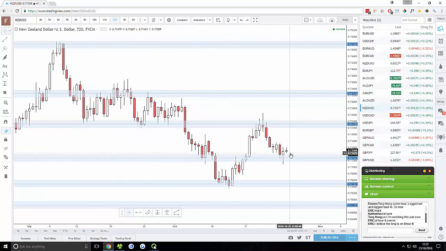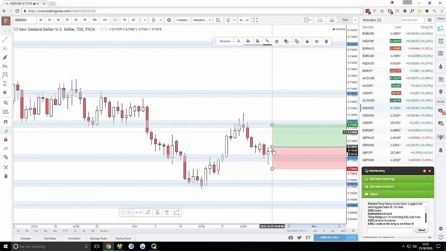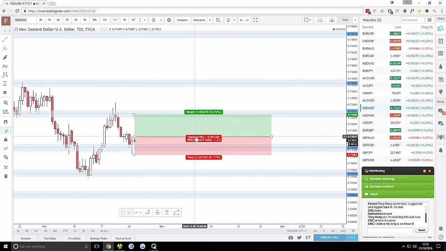Yeah, it looks like it's potentially starting to push up, but I haven't really looked at this yet, and my guess is that the entry and the stop on this is just going to be a bit too large. Yeah, there's not enough room to move here.